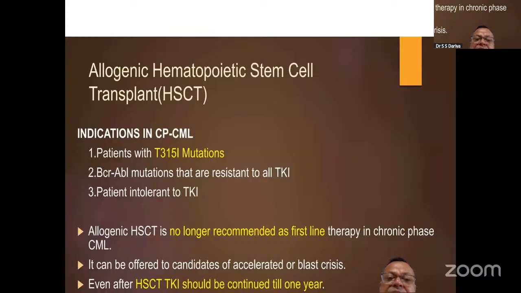Once you find somebody coming with a PBF showing TLC more than 1 lakh, splenomegaly, and basophils, just think about CML. Blasts are less than 10%, so think about the chronic phase of CML. This chronic phase can be treated initially with a tyrosine kinase inhibitor. So transplant can be offered only to candidates who are in accelerated phase or blast crisis.